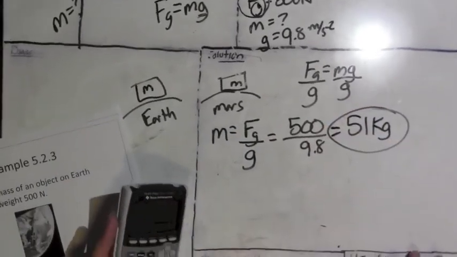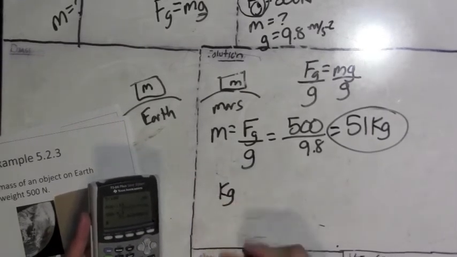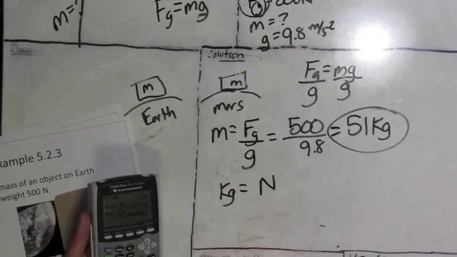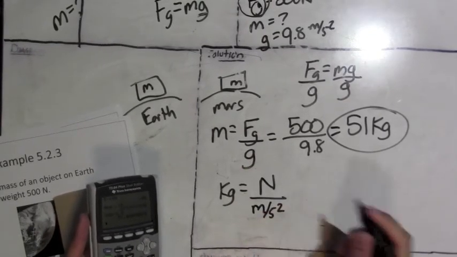So let's check our units just to make sure that our units are correct. We have mass, which is measured in kilograms. We have force, which is measured in newtons. And we have gravity, which is measured in meters per second squared.